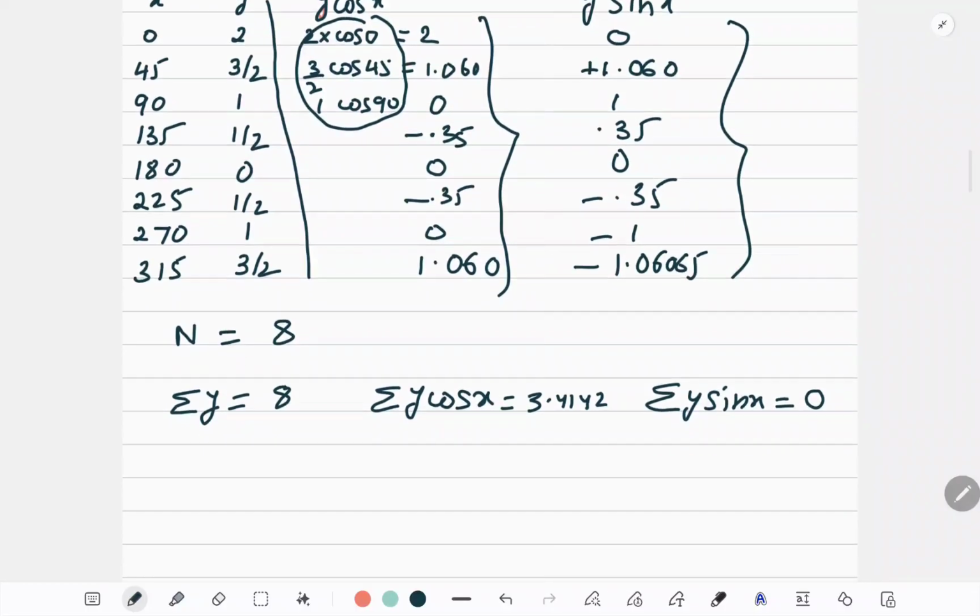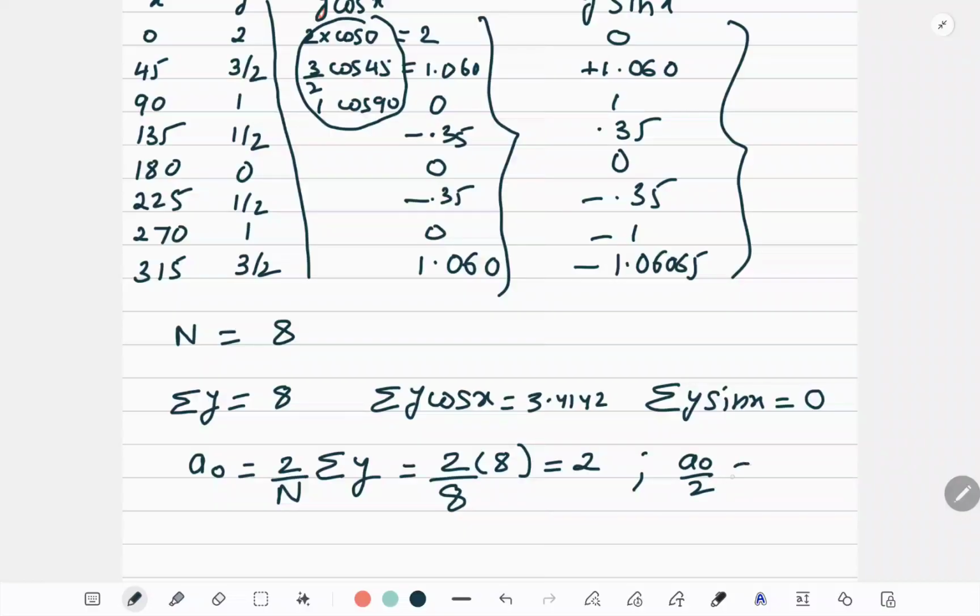Now, what is the first formula I told you? Remember this properly, A0 is equal to 2 by n summation of y, is equal to 2 by n. What is n? 8. Summation of y is what? 8. So A0 value is 2. So what is my constant term? Constant term, as I said, it is A0 by 2. So constant term is 1. So I got the first value.